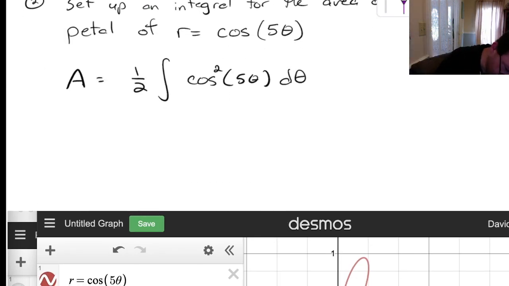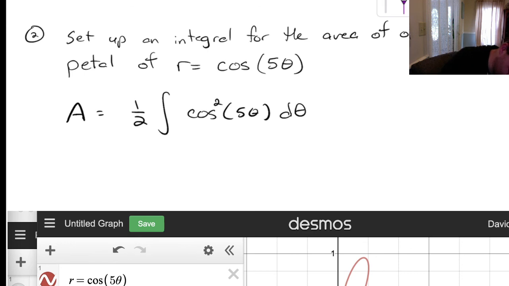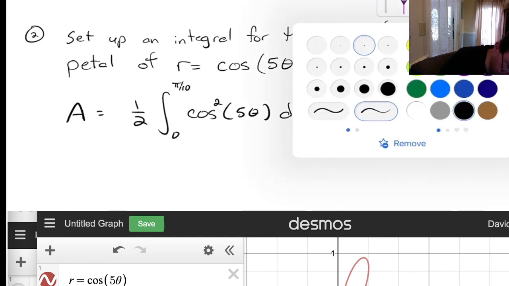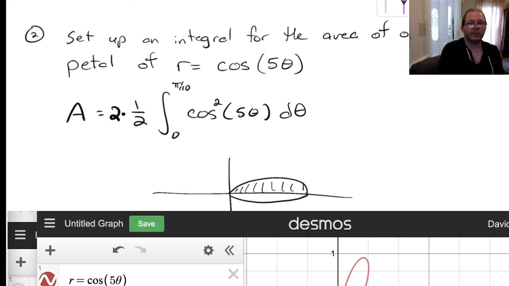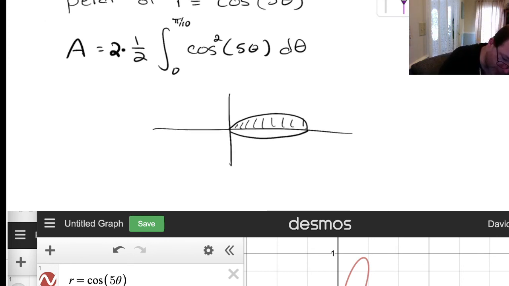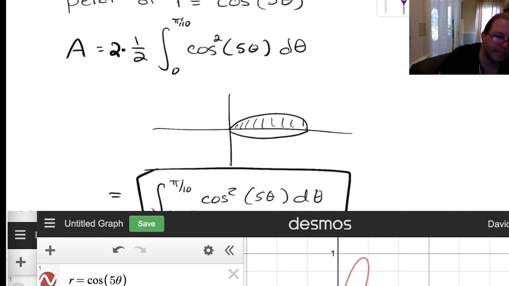What I'm going to say is 0 to pi over 10, and then I've got to double it for symmetry. And that's going to get us this bit here. That's 0 to pi over 10, and just doubling it for that. And so I would rewrite this as the integral from 0 to pi over 10 of cosine squared 5 theta d theta. And that's it.